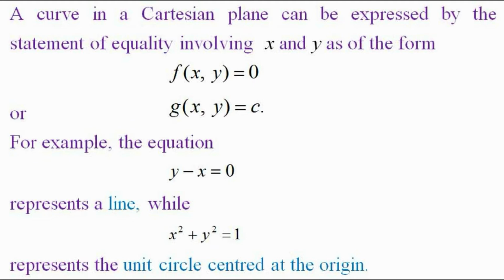For example, the equation y minus x is equal to 0 represents a line, while x squared plus y squared is equal to 1 represents the unit circle centered at the origin. An alternative approach is to describe x and y separately in terms of a third parameter, usually t.